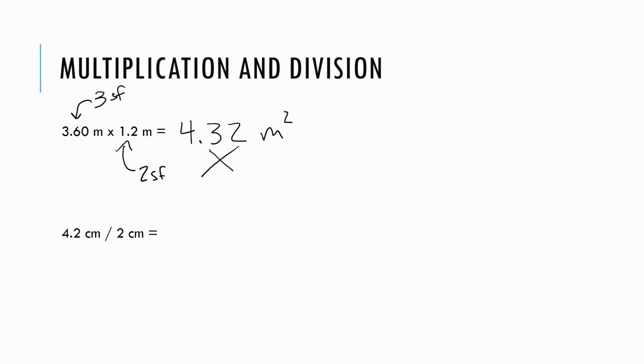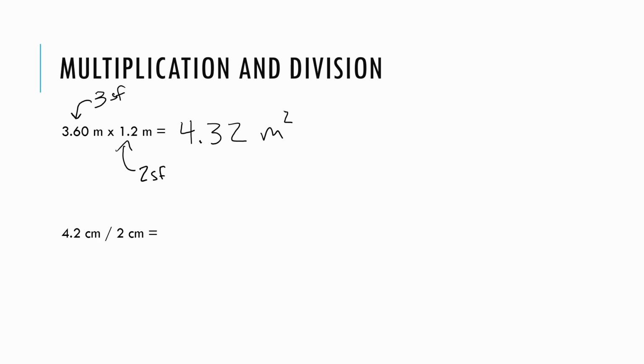When we are calculating from measured numbers to measured numbers or even more, we can only have the same precision as the least precise number we use to calculate. In this case, our least precise number is the 1.2. That only has 2 significant figures, which means we need to round this 4.32 to 2 significant figures.